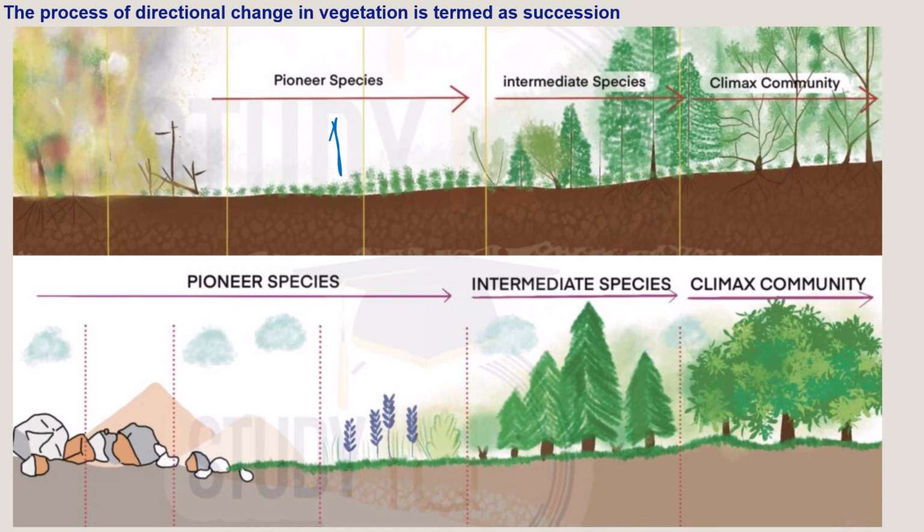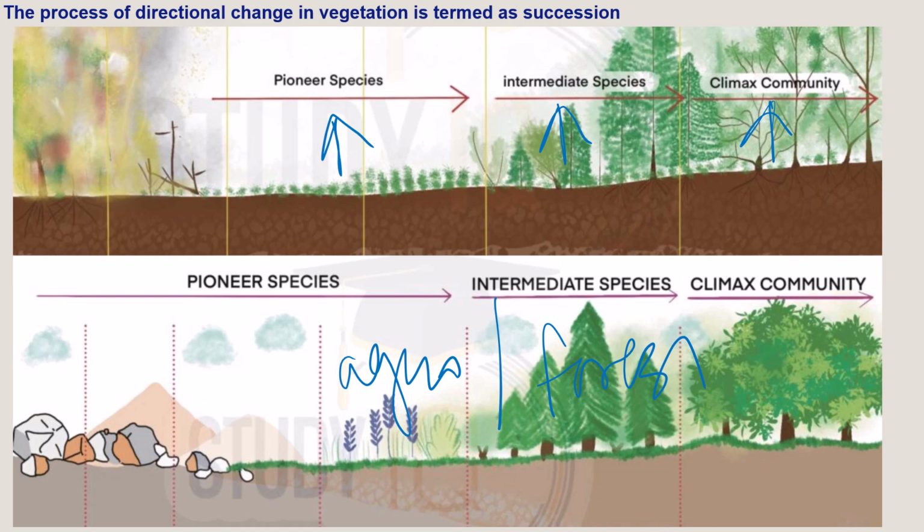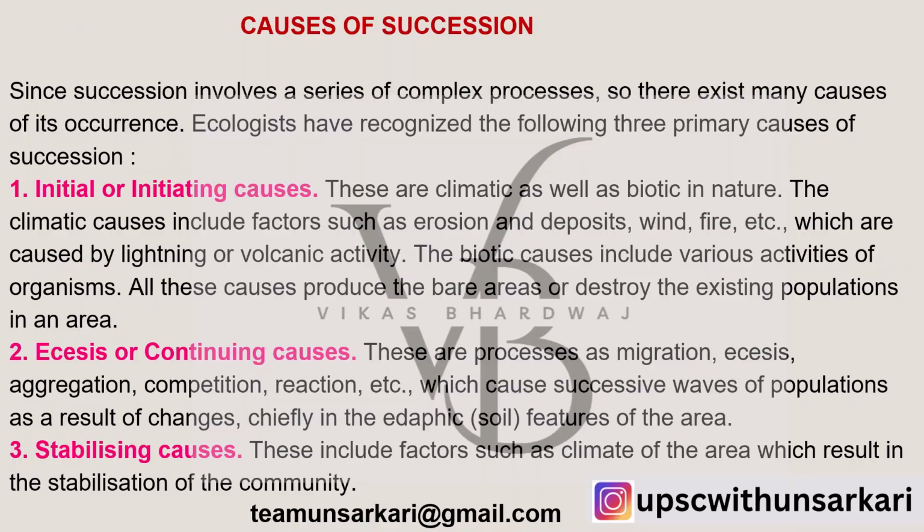So you have pioneer species, then you have intermediate species, and finally you have climax species. We have a number of examples. Please do look for agroclimatic zones in India and also do look for the classification of forests and then look for species, and you will understand how we can really relate this.